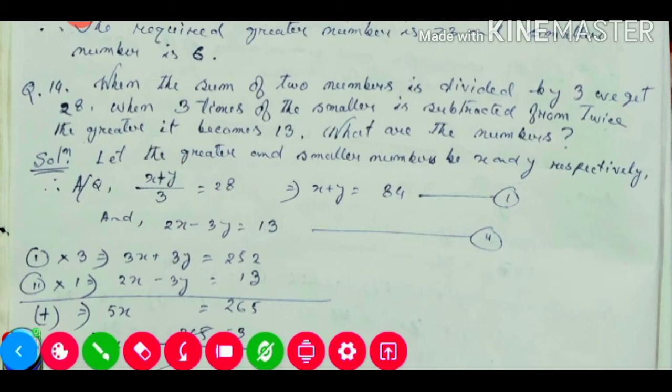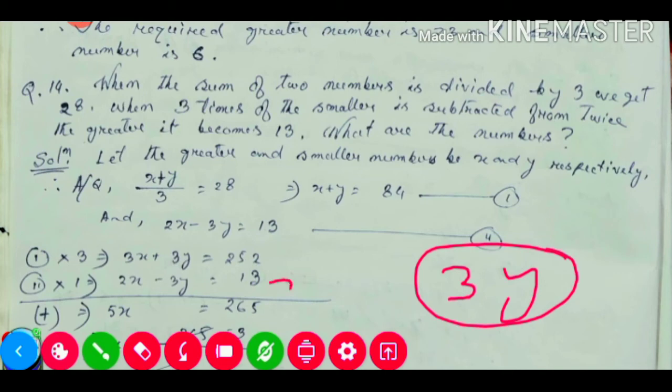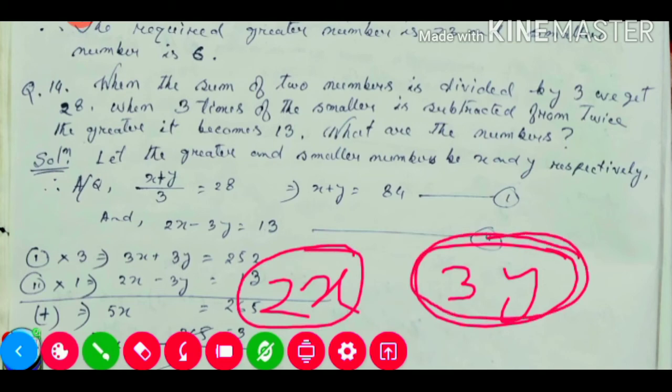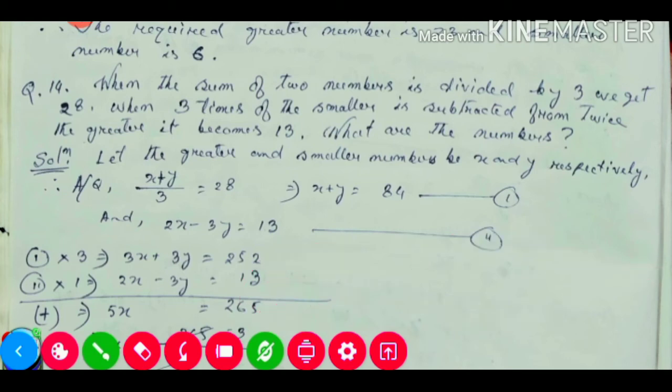And condition number 2 says, when 3 times the smaller number, that means 3y, is subtracted from twice the greater number, that means 2x, 2 into x, double the greater number. From this 2x we need to subtract this 3y, 3 times the smaller number. That time the result will be 13. So 2x minus 3y is equal to 13. This one will be our equation number 2.